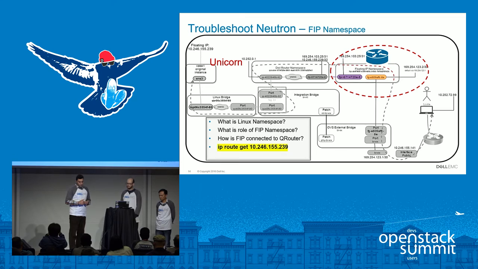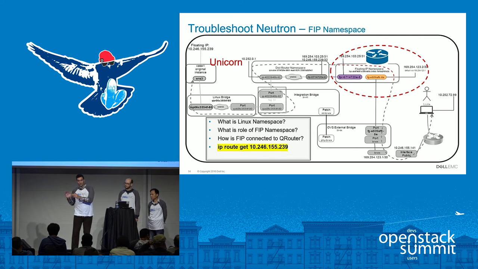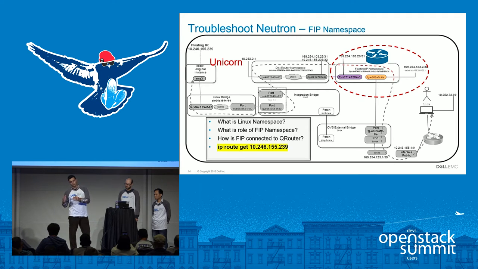And the floating IP namespace is connected to the queue router using a point-to-point connection. As you see on the right, FPR stands for FIP to router, and then to the left, router to FIP on the queue router. So it's just a point-to-point connection.